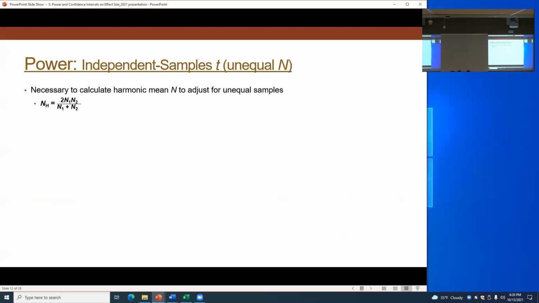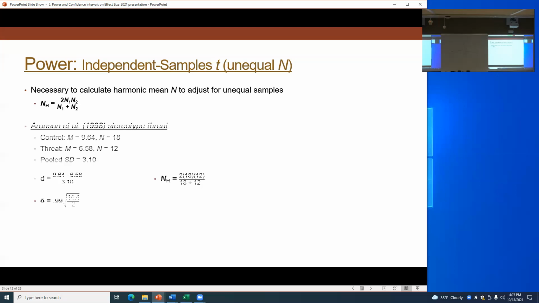But we rarely have equal sample sizes, right? And so what do we do if we don't have the same number of people in each cell? What we need in this case is to calculate a harmonic mean sample size for our unequal samples. Here our harmonic mean sample size is going to be 2 times the number of people in cell 1 times cell 2, over the number of people in cell 1 plus cell 2. This is going to give us kind of a weighted mean sample size.